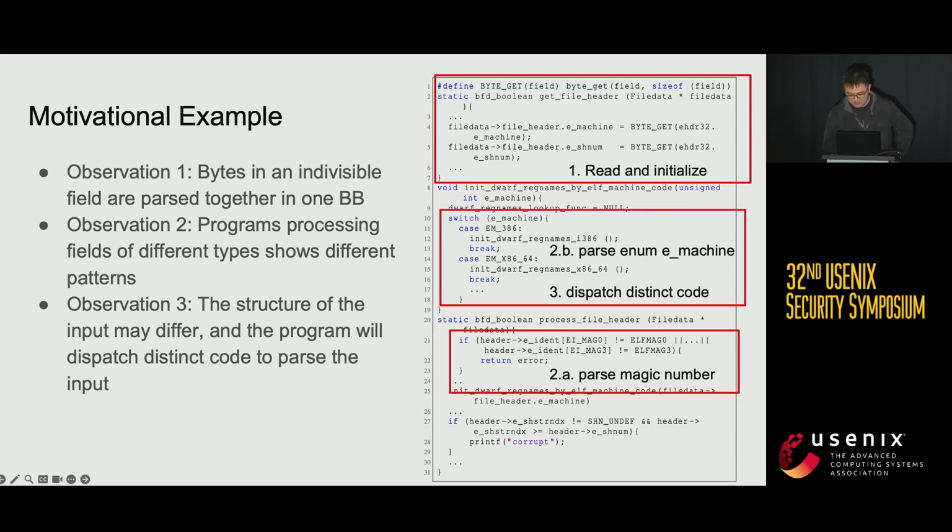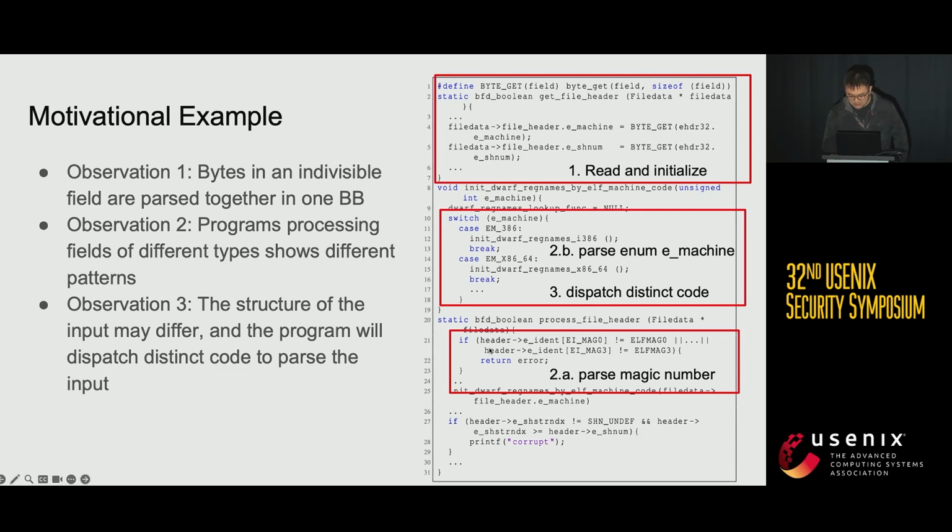Different basic blocks are used to process different types of variables because the basic block is the minimum unit in the control flow. For example, the 4-byte magic number is compared 1 by 1 byte, and the emachine is handled as an enumeration with a switch case statement. Thus, we have observations. First, bytes in an indivisible field are parsed together in one basic block. Second, programs processing fields of different types show different patterns.